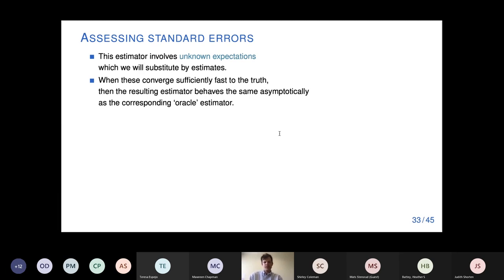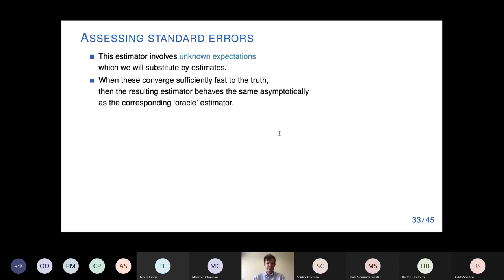Now, of course, we've talked about how to remove plug-in bias using the efficient influence function. The question is then, well, how do we account for the uncertainty that comes from data adaptive estimation of the nuisance parameters, which are these conditional expectations? Well, maybe the most special property of the efficient influence function is that estimators that are based on it will tend to behave similarly, at least in very large samples, to an oracle estimator. So this oracle estimator will use the true known conditional expectations of Y and A.